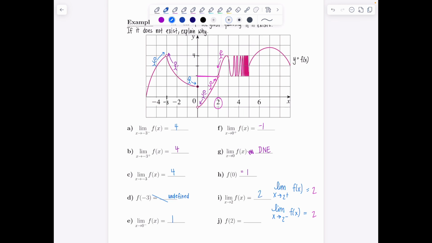Now, what is f of 2? What is the actual function value there? Oh no, another open circle. So it's not defined. It doesn't equal anything. Just put undefined.